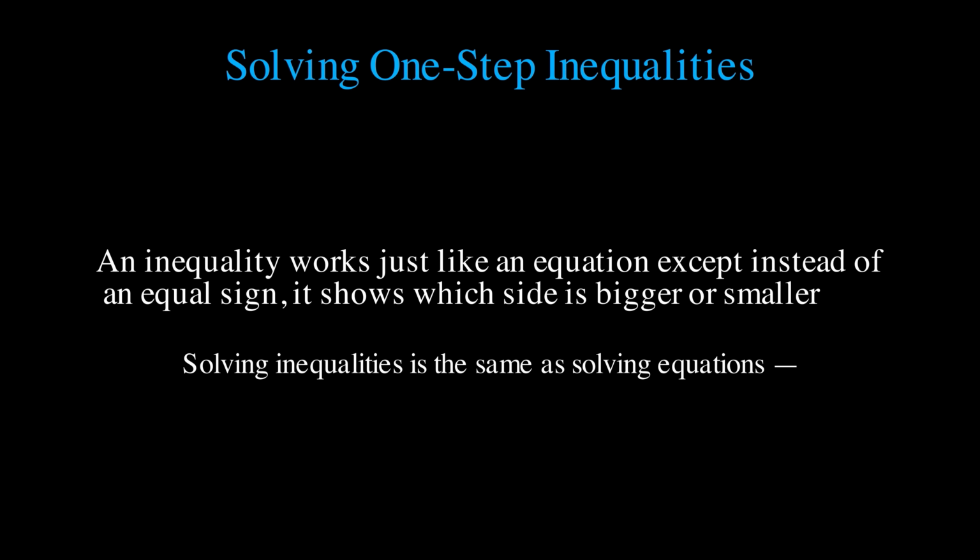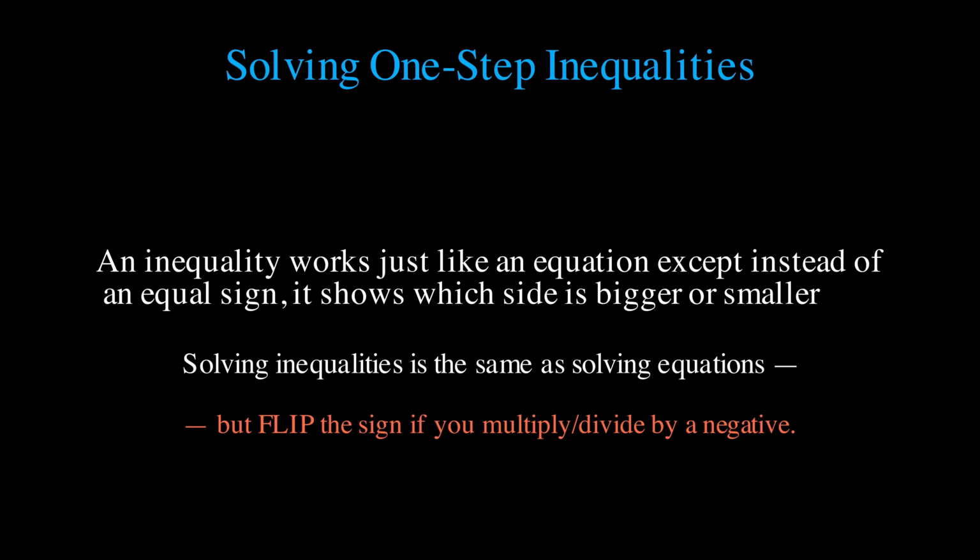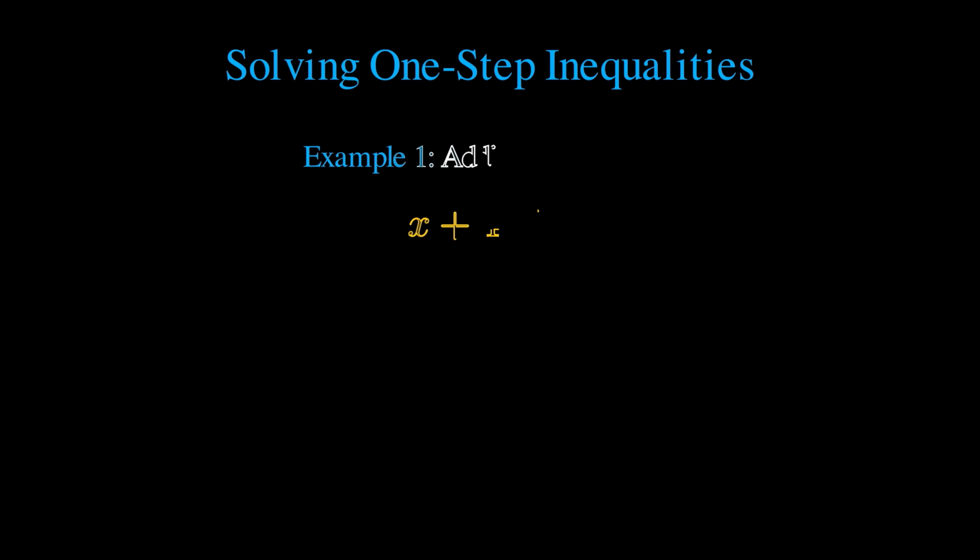Solving inequalities works the same way as solving equations. We still want to get the variable by itself. There's only one special rule we need to remember. If you multiply or divide by a negative number, the inequality sign must flip. That flip keeps the comparison true.